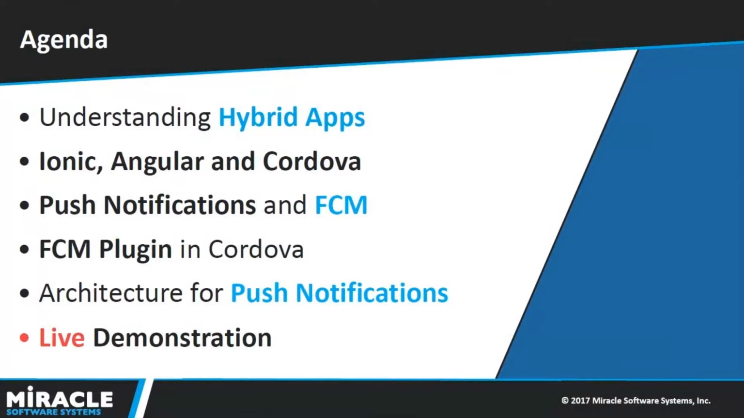What are hybrid mobile apps? What are the different strategies to develop mobile applications? Followed by Ionic, Angular and Cordova. And what are push notifications? And what is the plugin that will help you send push notifications in Cordova and Ionic? And what is the architecture diagram for push notifications? And followed by the live demonstration.